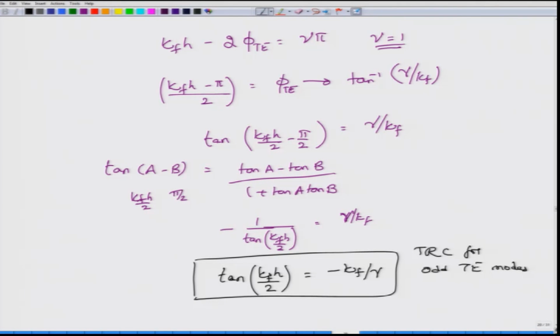For TM waves you can derive similar expressions, but they will be slightly different. There will be some n1 square by n2 square also multiplying the tan inverse term. I will leave that as an exercise for you, but look at this expression again.